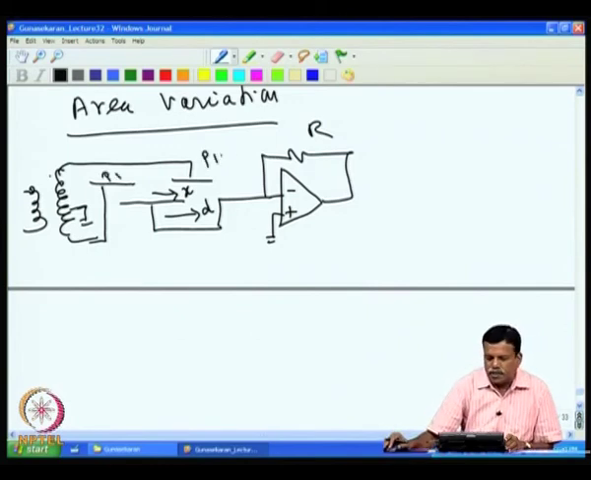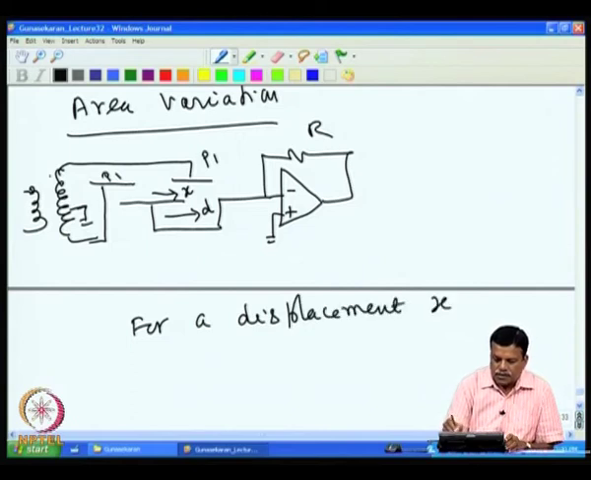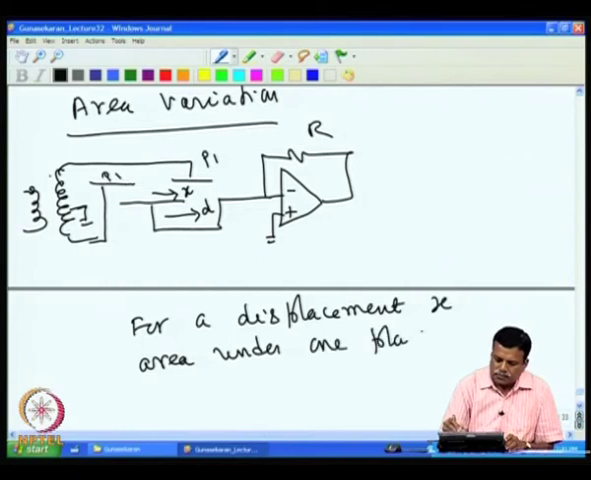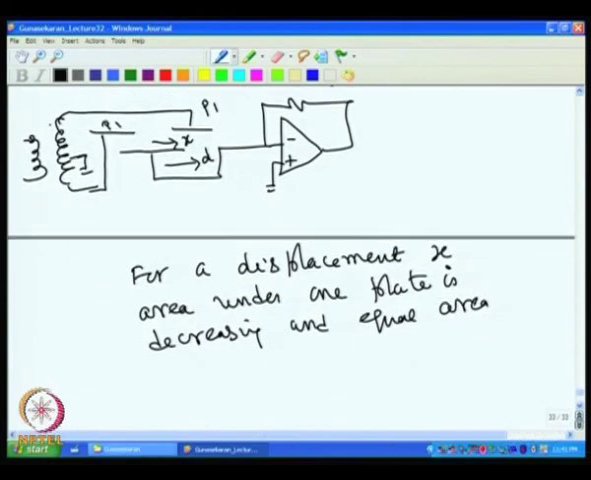So, for a displacement x, the area under one plate is decreasing and an equal area is increasing in the other plate.